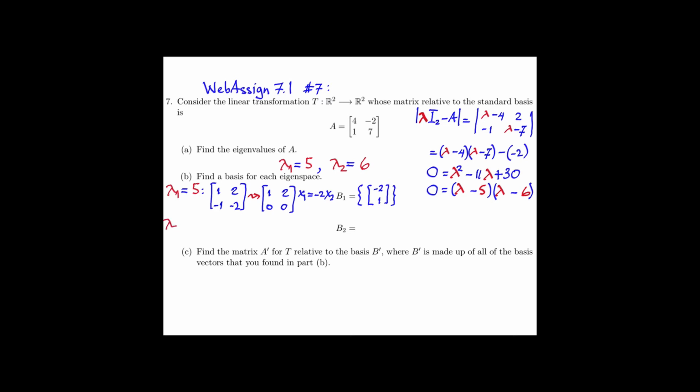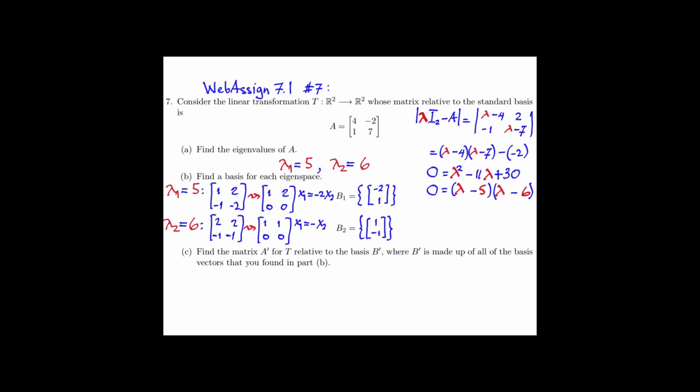Let's do it again for lambda 2 equals 6. In the 2x2 matrix, the first entry is 6 minus 4, which is 2, and the last entry is 6 minus 7, which is negative 1. The reduced row echelon form is just going to be 1, 1, 0, 0. The first row tells us that x1 equals negative x2, and the eigenvector associated with that is just 1, negative 1. So that's the second basis.